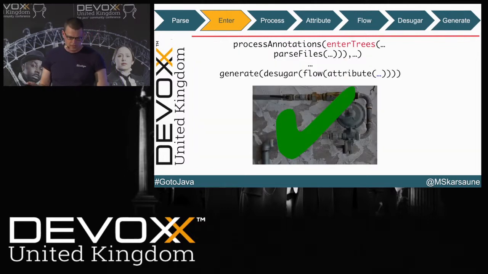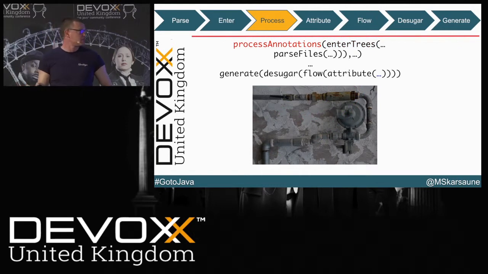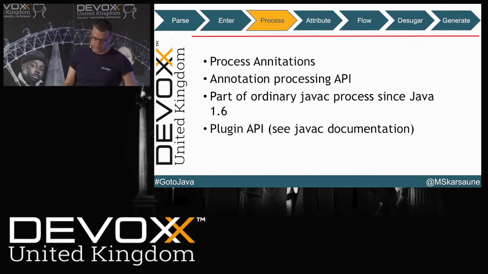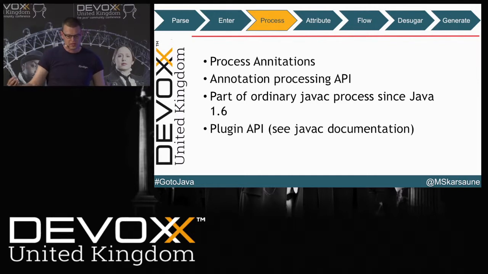And then we enter the process phase, which means process annotations. If you recall, when annotations came in Java 1.5, they were suitable for third parties to use and generate code, verify stuff, and so on. And ever since Java 1.6, the processing of annotations has been part of the normal Java compilation process. And there's a plugin API for that.